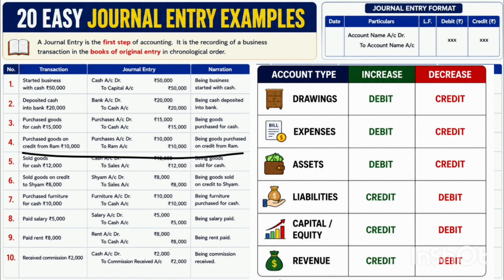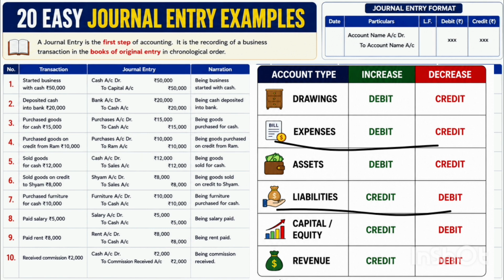Next one, purchase goods on credit from Ram of rupees 10,000. Here we have made the transaction on a credit basis. We have not paid cash to the other person. So whenever we do a credit transaction, we have to record the name of the person to whom we have to pay the money. So here we have to pay the money to Ram. Whenever you see purchase goods, we have to take the purchase account for that.